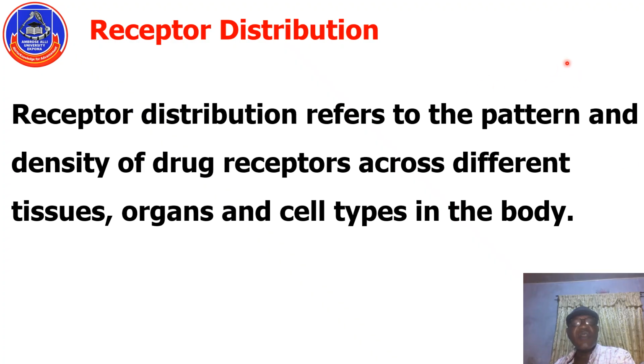Now to receptor distribution. Receptor distribution refers to the pattern and density of drug receptors across different tissues, organs, and cell types in the body. It explains where a drug can act and how strongly it will act in a given tissue. Receptors are not uniformly present throughout the body. Instead, each receptor type shows selective localization, which largely determines the specificity of drug effects.